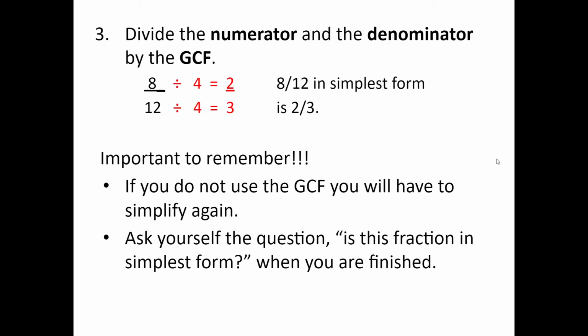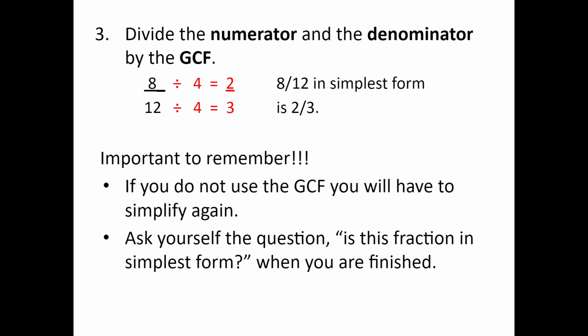Step number 3, divide the numerator and the denominator by the greatest common factor. So you take 8 and 12 and divide them by 4. 8 divided by 4 is 2, so 2 is the new numerator. 12 divided by 4 is 3, therefore 3 is the new denominator.